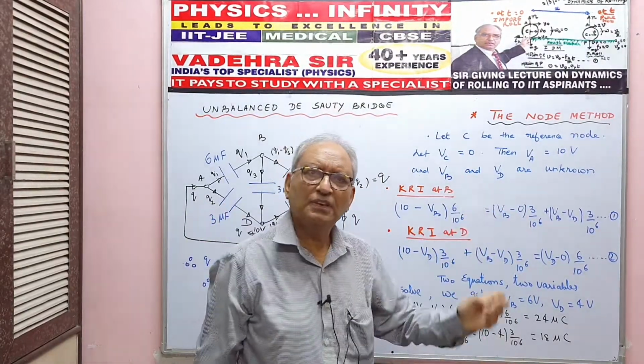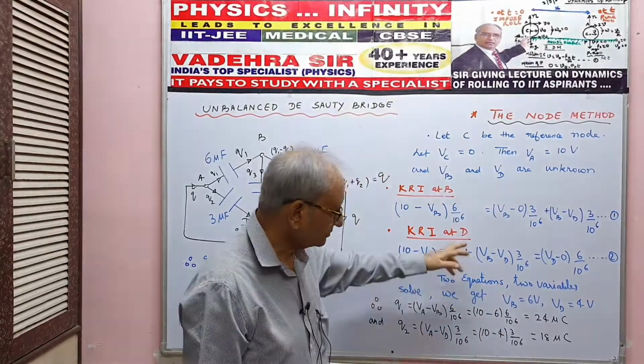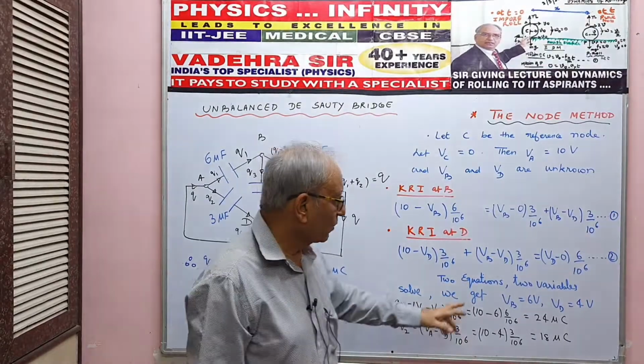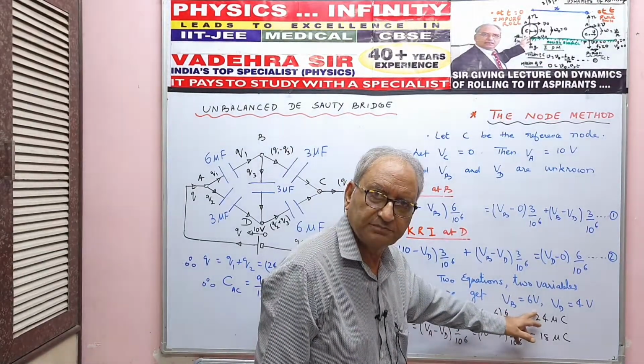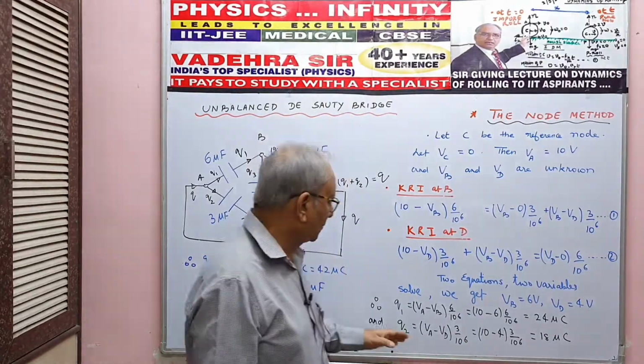Job is done. I leave it to you. Simultaneous equations having two variables, two equations and two variables. You solve the two, you will get VB equal to 6 volt and VD equal to 4 volt. Job is done.